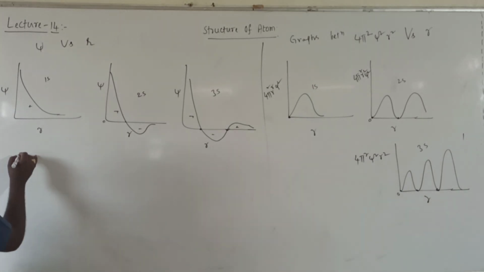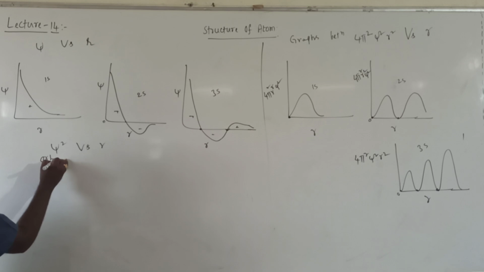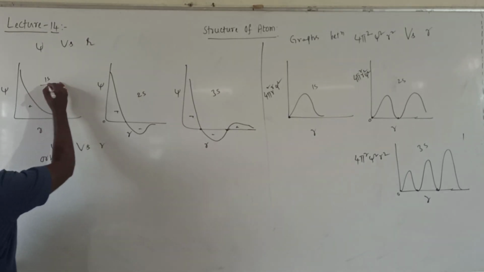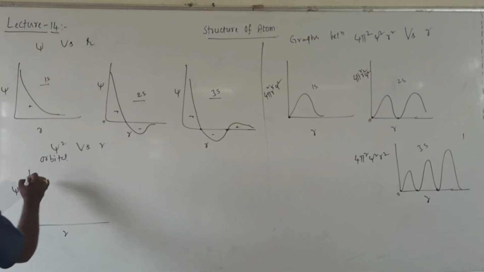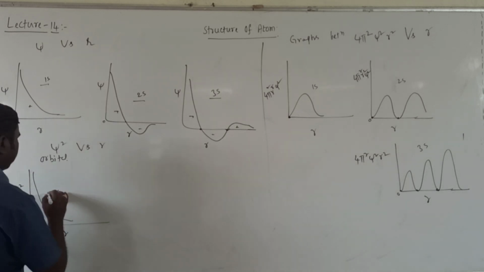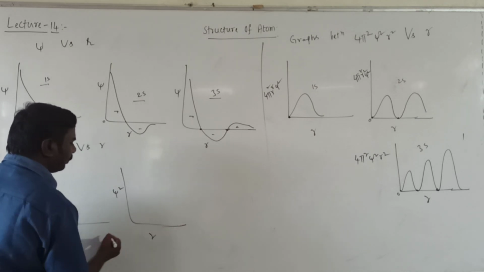Next graph, psi square versus r. Psi square means orbitalities. It is for 1s, 2s, 3s. Now the graphs drawn are psi square versus r. The first graph is for 1s, as it is, it is 1s. Next, another one, psi square versus r.